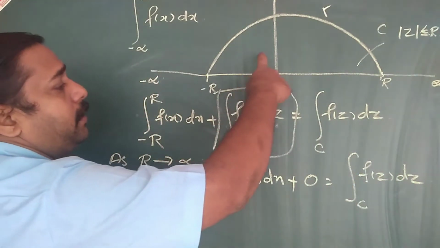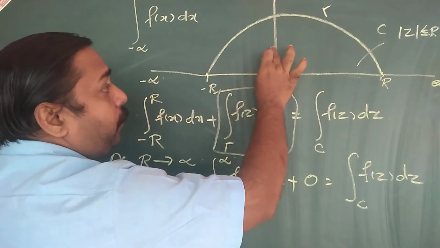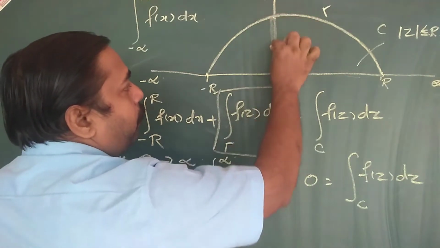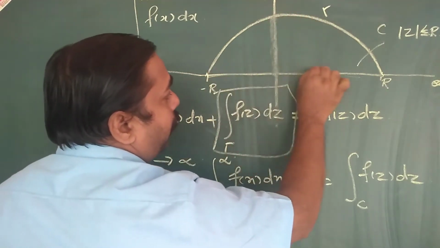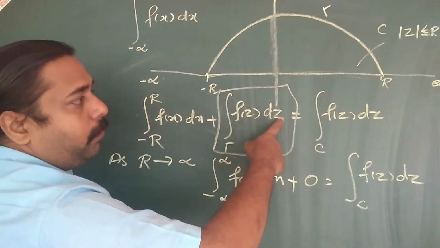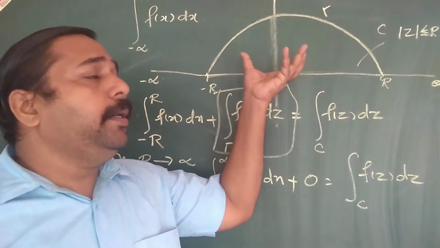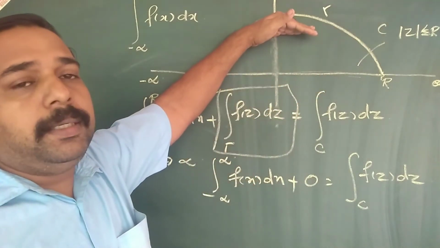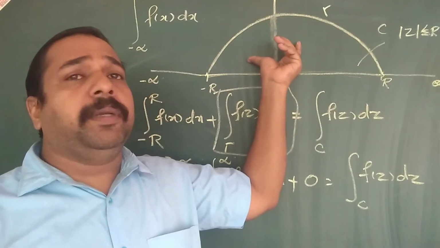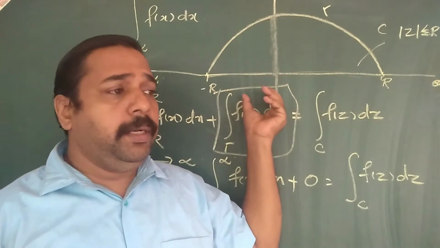So which poles lie inside, which poles lie outside? Our curve is this closed curve. If the imaginary part is greater than 0, the point lies in the upper half of the real line. If the imaginary part is less than 0, it lies outside. So first you find the pole, then check whether the imaginary part is greater than 0, it lies inside. If the imaginary part is less than 0, it lies outside. So positive imaginary part lies inside, negative imaginary part lies outside. So that is the technique.